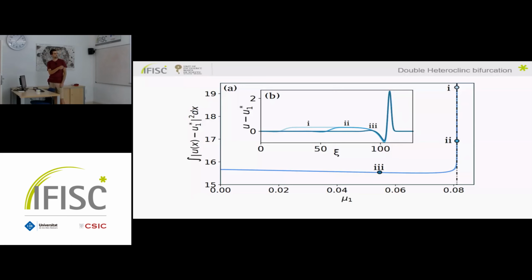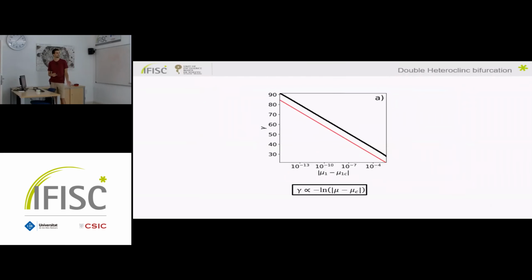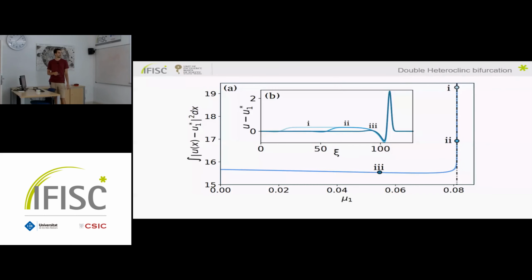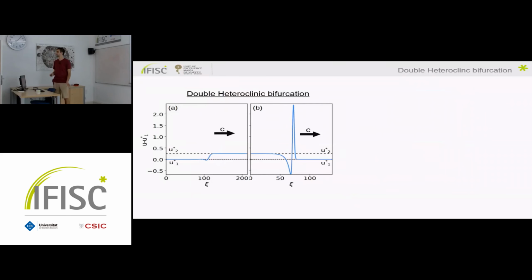If I go here, we have 0.3. It's small. At 0.2 it becomes a little bit longer. Here it becomes much longer. Until, well, this divergence we have studied is logarithmic. This is similar to the divergence of the period that we saw in the homoclinic bifurcation in the local dynamics. But what happens here is that when we arrive at the bifurcation point, we cannot understand the pulse as a pulse anymore, but as two fronts touching each other with a very big plateau in the middle.